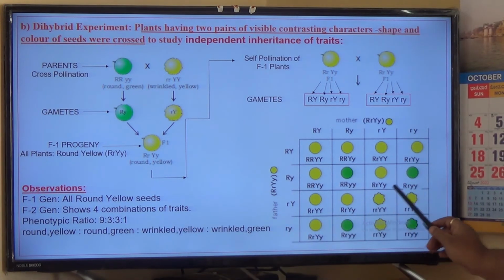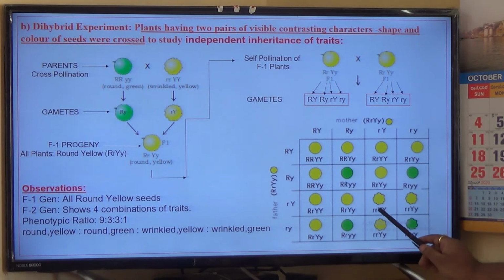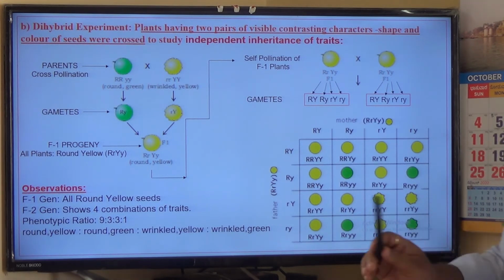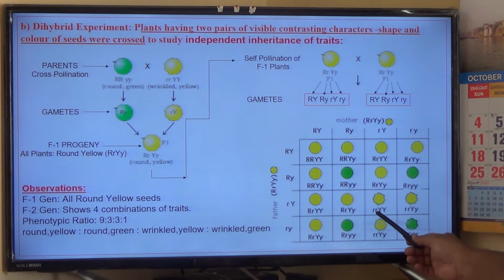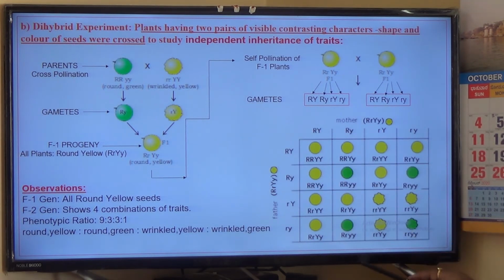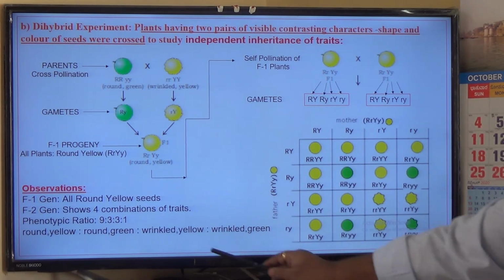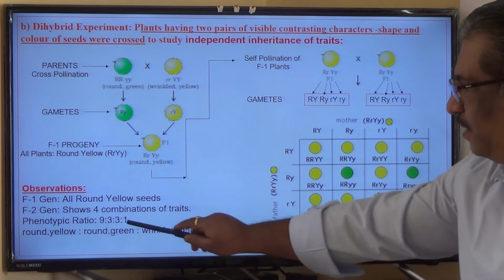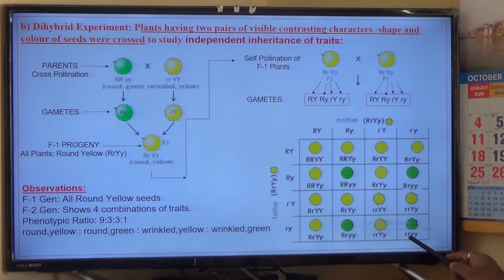Next comes 1, 2, 3. Small r, capital Y, small r, capital Y, small r, capital Y. Meaning, what is the small r? Wrinkled. And capital Y represents yellow. So wrinkled yellow, wrinkled yellow, wrinkled yellow. How many plants? 3 plants. So wrinkled yellow plants, 3 here. And finally, this is wrinkled and green, small r, small y is 1 plant.